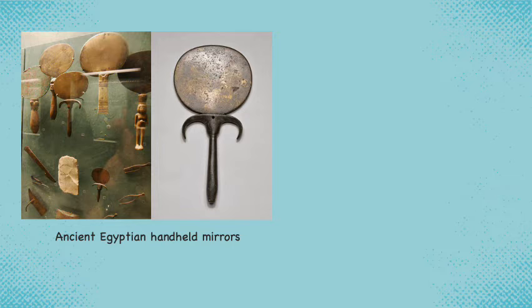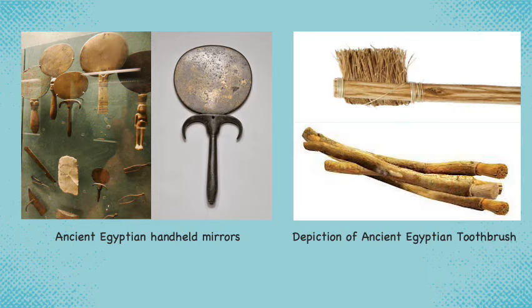The simple handheld mirror is actually one of the inventions made by the Egyptians. They also made toothbrushes and toothpaste. Shown in this picture is a depiction of the ancient Egyptian toothbrush.